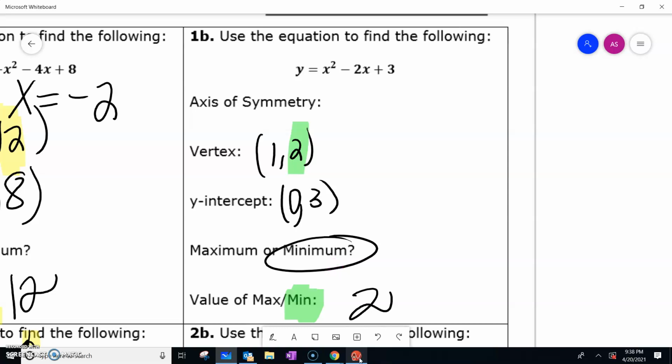And then for your axis of symmetry, it's always the x value of your vertex, and it's going to be an imaginary line that's going through the vertex. So that's going to be x equals 1. All right, and that's 1b.